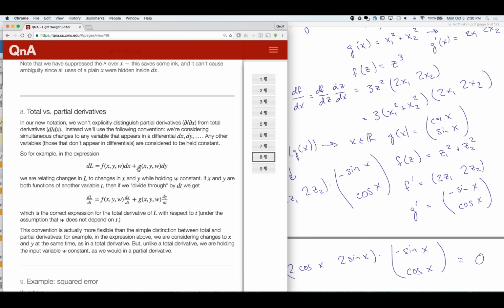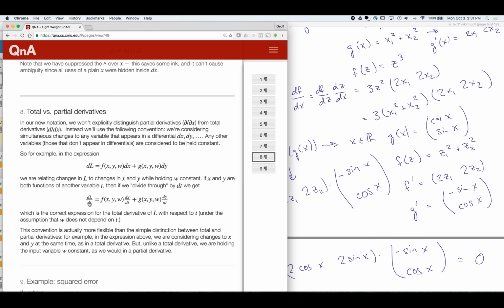what we're saying is that all of the variables that appear inside a differential, here dx and dy, are the variables that we're thinking about changing. All of the variables that don't appear in a differential, so in this case w, are the variables that we're holding constant. So here we're saying that the change in L is a function of the change in x and the change in y. And that function depends on the current values of x and y and also w. And w we're thinking of as held constant, and x and y we're thinking of as varying.